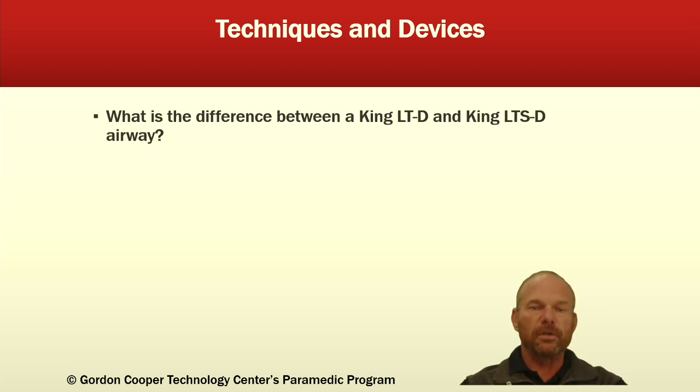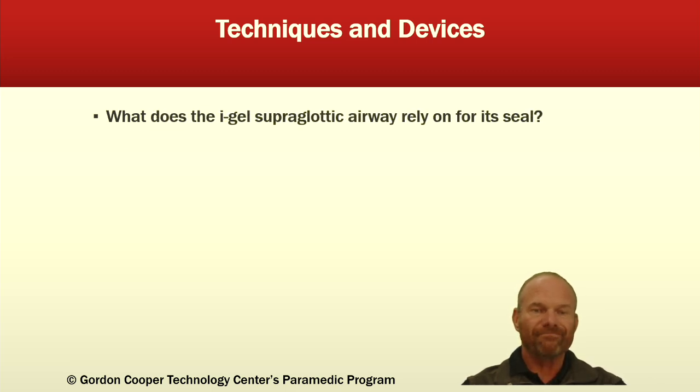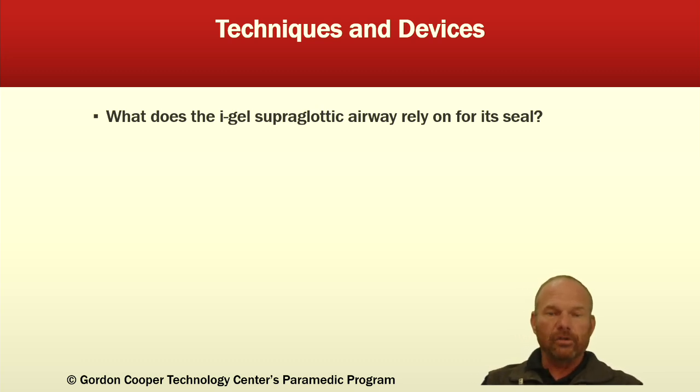What is the difference between a King LTD and a King LTSD? Go ahead and pause now. So the LTSD has a gastric access port for decompression, while the LTD does not. What does the iGel supraglottic airway rely on for its seal? Pause. A non-inflatable anatomical seal that conforms to the patient's airway.